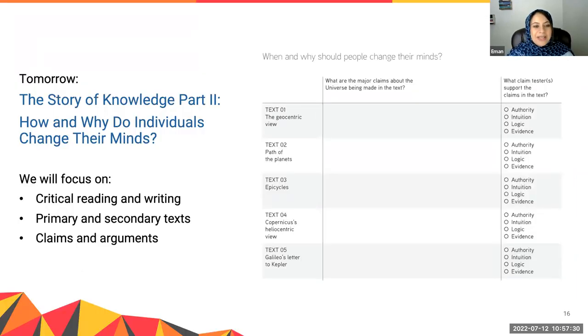So what we'll do tomorrow is the story of knowledge part two. Here we'll do a really deep dive on how to build these skills in the classroom. We'll focus on an investigation called How and Why Do Individuals Change Their Minds? So we'll talk about things like the geocentric view, how planets move, and different thinkers like Galileo and Kepler. What we'll use this investigation to do is to think about critical reading and writing, both of primary and secondary texts, and thinking about the different claims, arguments and narratives embedded in those. So we'll wrap up some of the discussion from today that we didn't get to, and transition into this investigation, which we'll work on tomorrow.